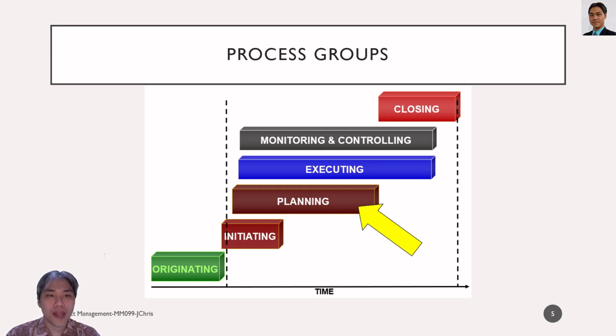When we talk about planning, this already changes the phase of our process groups. If you can remember, our previous meetings discussed project origination and project initiation. Now we're going to the third process group, which is project planning.